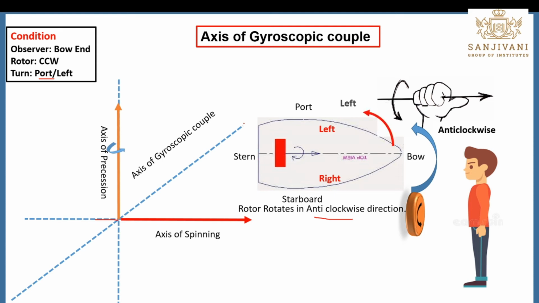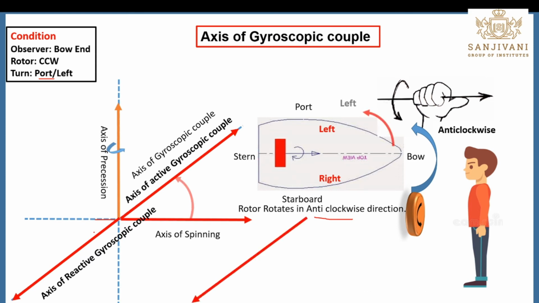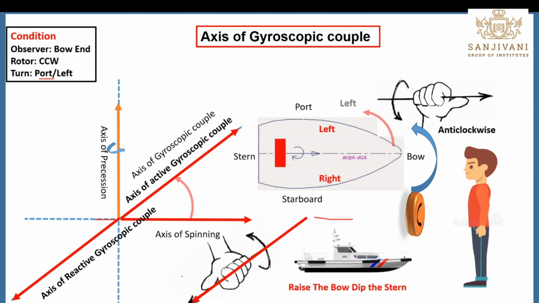Now you need to rotate this axis of spinning in the anti-clockwise direction till it approaches the third axis. This is the third axis. When we rotate till the third axis, you will find this is the axis of active gyroscopic couple, but we are interested in the reactive gyroscopic couple. In this the thumb of your right hand is pointing towards you, and you have to curve your right hand fingers. The direction of your fingers shows the anti-clockwise direction. That means if you allow the ship to rotate in the anti-clockwise direction, its effect will be like this, which is raise the bow, dip the stern.